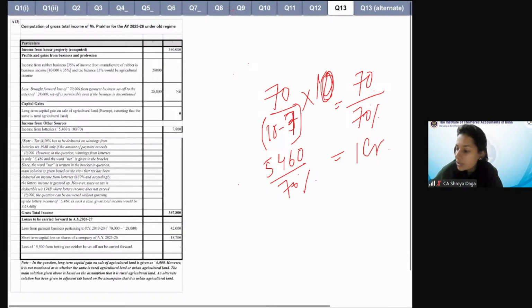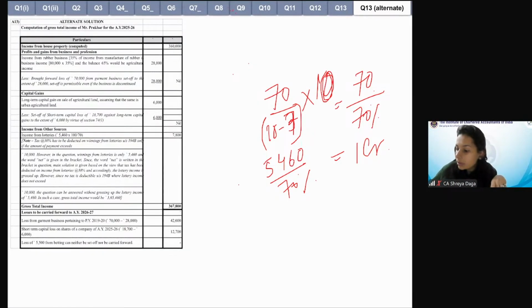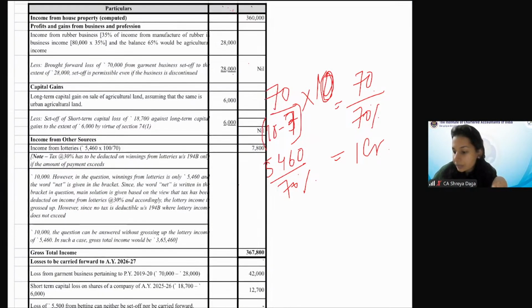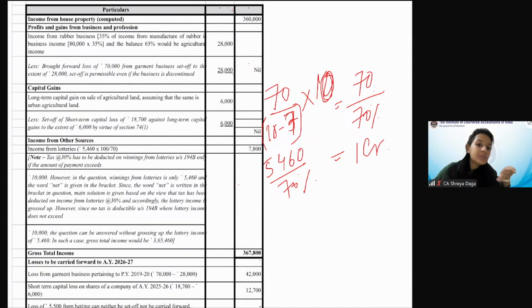So you all are seeing now how fast we are able to solve the questions. And somebody, by the way, asked me what if I assume it is an urban land? So you can assume that, and if it is an urban land, the answer will change, and this is the answer. The only thing that will change is you will be able to set off the short-term capital loss, because you have treated the capital gain as taxable. And consequently, the amount of short-term capital loss to be carried forward will reduce by that amount. That is the only change which will happen in your solution if you assume the land to be urban land.